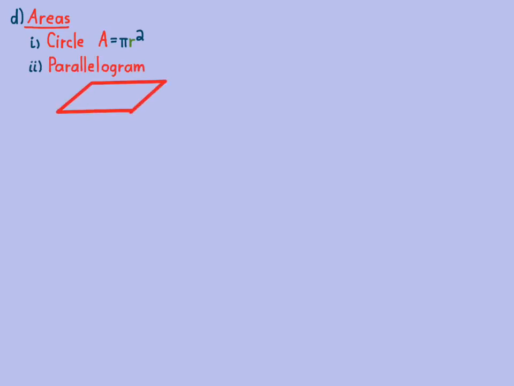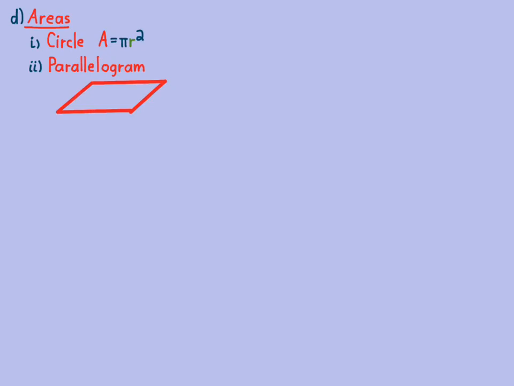A parallelogram is a four-sided closed figure. Closed just means that the end of the fourth side is in the same place as the beginning of the first side. So it's a four-sided closed figure, and the opposite sides are parallel. It's called a parallelogram.